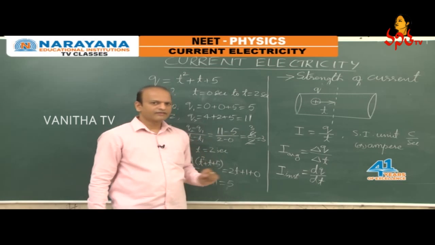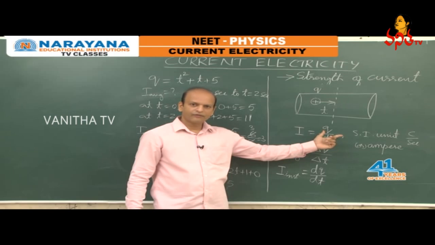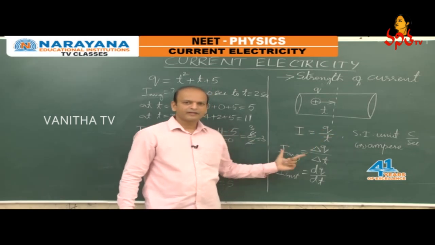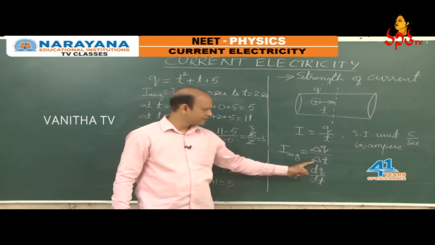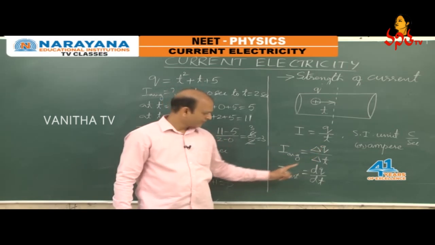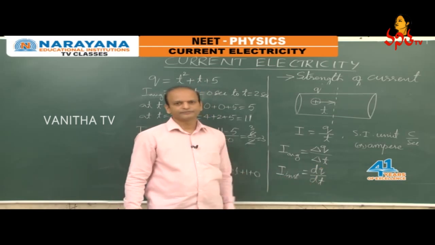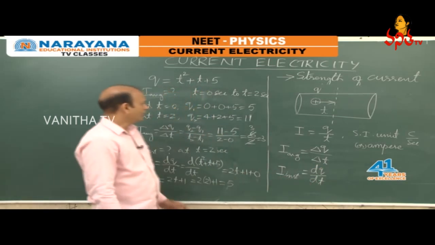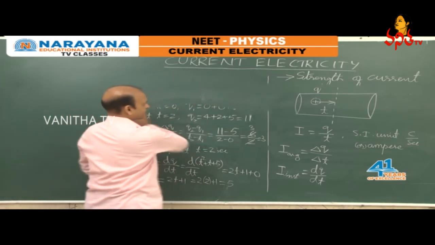So once again, see the definition of current. Current is defined as the rate of flow of charge. It is defined in two ways. Average current is the net amount of charge by total time taken. Instantaneous current is the differentiation of charge with respect to the time. Now let us see some more cases of this current.